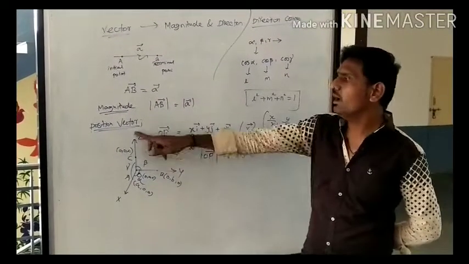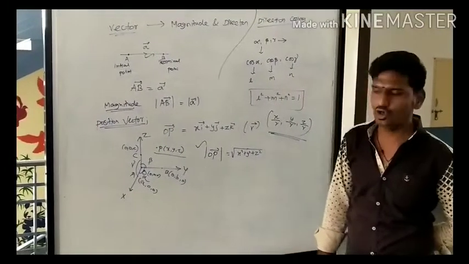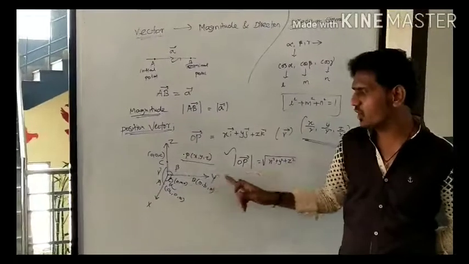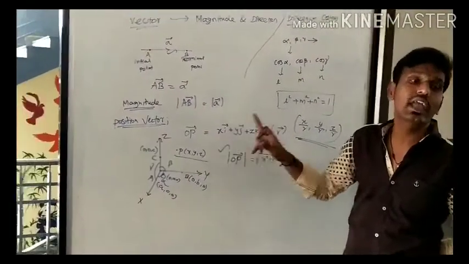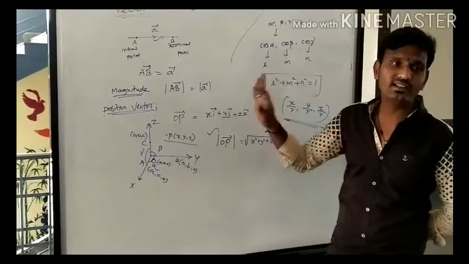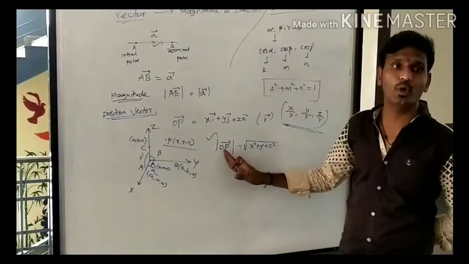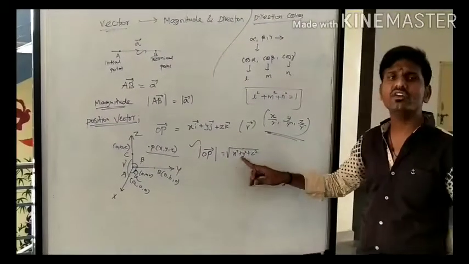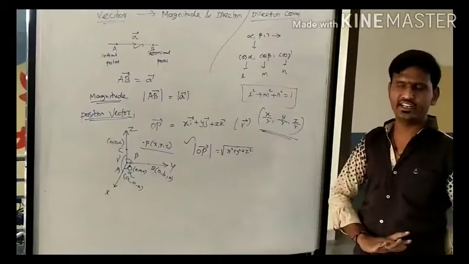Then position vector, I already told you, is the OP vector. Using the three-dimensional axes, that is x-axis, y-axis, z-axis, we have the position vector OP equal to xi plus yj plus zk. And the length of the position vector, modulus of OP, is equal to the square root of x square plus y square plus z square. Have you got it?